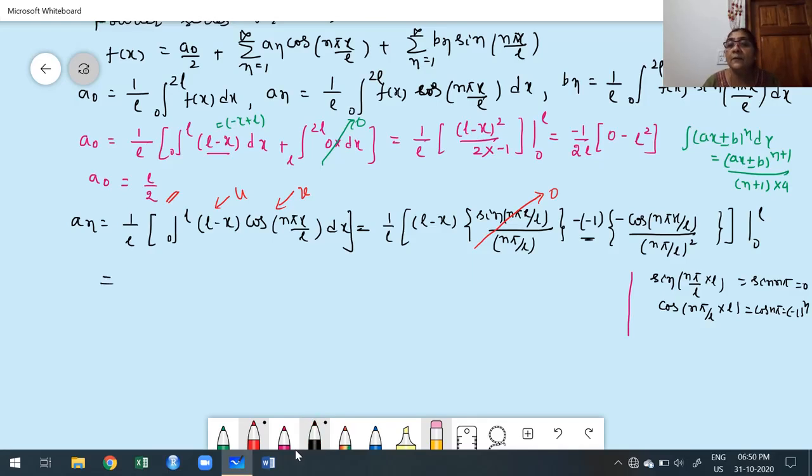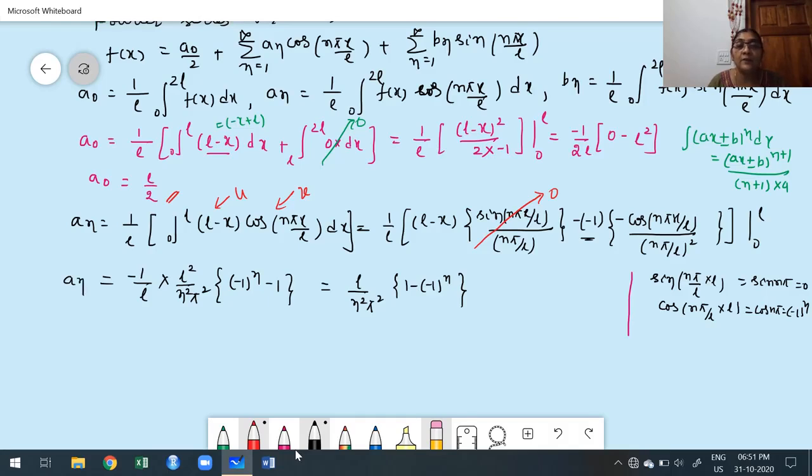Then minus into minus is plus, plus into minus is minus, 1 by L, while applying the upper and lower limit. Now L into, this becomes reverse, n square pi square divided by L square, 1 by n square pi square by L square means L square divided by n square pi square is a constant. Apply the upper limit L, cancel, we get minus 1 to the power of n minus 1. You simplify that. What do we get? Take minus n inside, we get L by n square pi square of 1 minus minus 1 to the power of n.